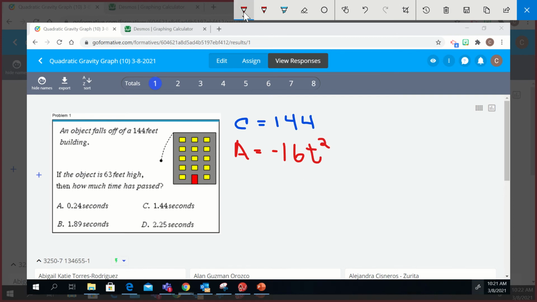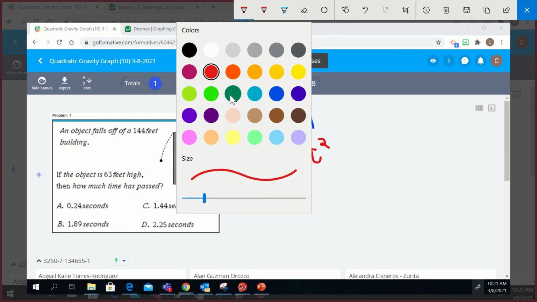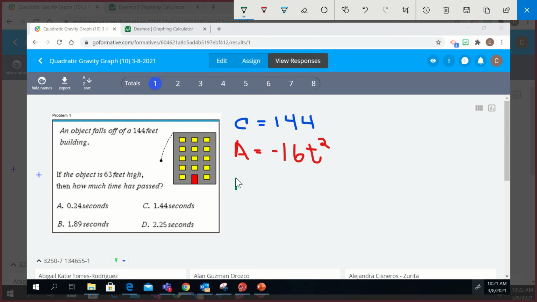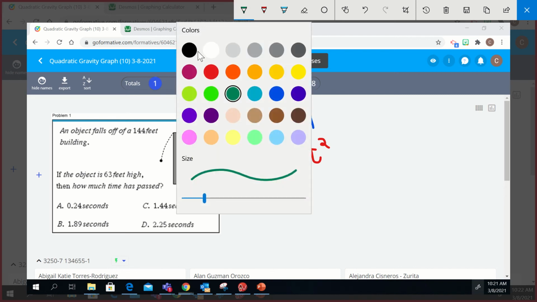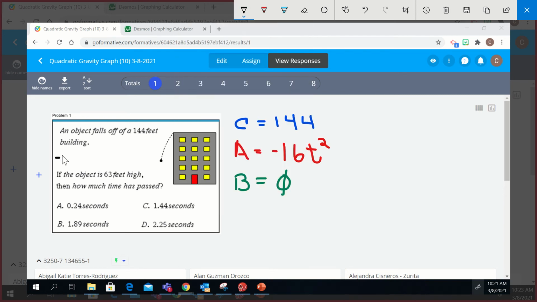So far, so good. And then last and definitely not least, we got to make sure our B value, do we know what our B value is? So B has to be equal to 0 because it started, this is our acceleration, how fast are we going, miles per hour, whatever. If it's starting here on top of the roof, it's just going to be 0. So this is our equation, or our equation for time. So we know it's going to be minus 16 t squared plus 144.